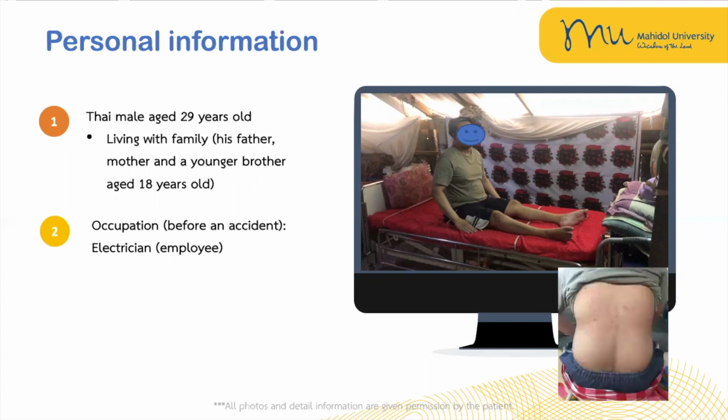Eight years ago, he fell down from a tree while working with the electrical line. His buttock first contacted the ground with both legs extended in the same position as in the picture. The operation and medication were given. He got a 20 centimeter surgical line on his back. He was discharged after a week in the hospital.